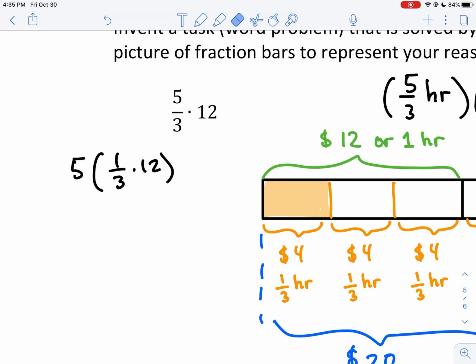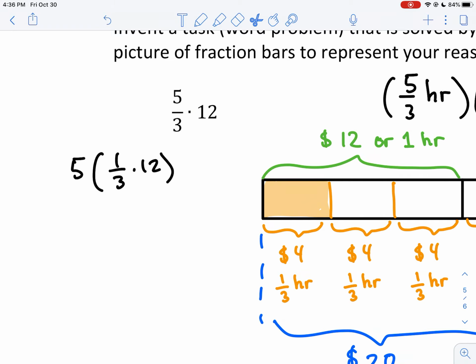See, this is a good example of why you don't want to think repeated addition. Like 5 times 12, you could say, hey, add 12 5 times, 12 plus 12 plus 12 plus 12 plus 12. But 5/3 times 12 is like, hey, add 12 5/3 times. That's confusing to a lot of people to say that. You don't like the repeated addition.